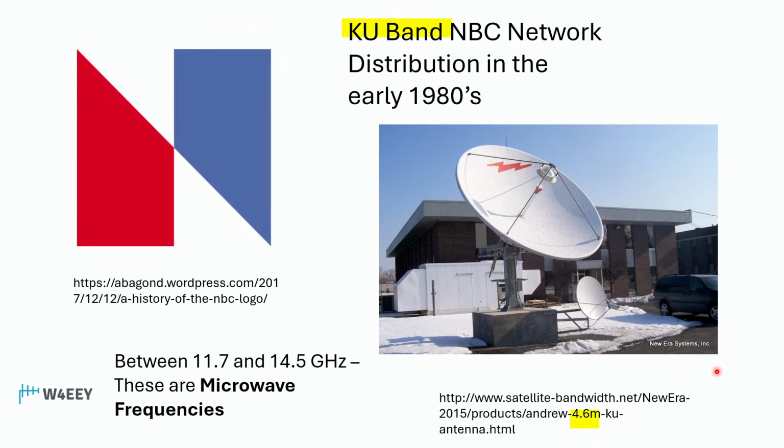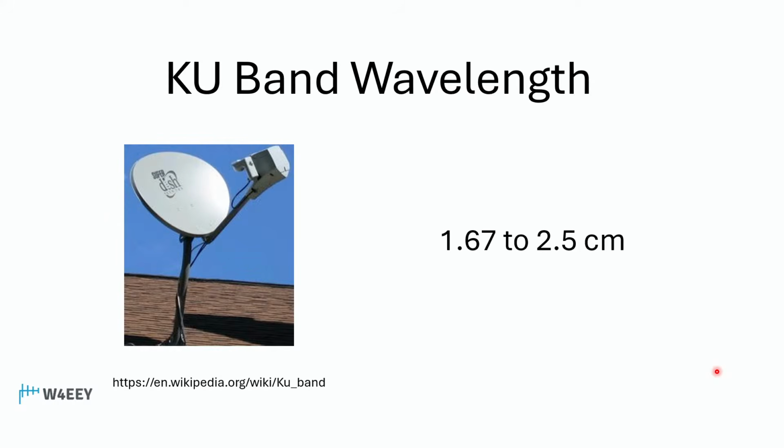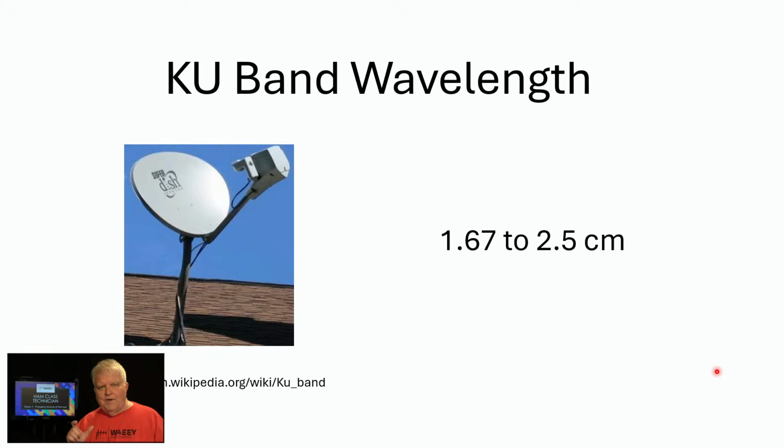So this is the typical size of a KU band antenna at an NBC TV station back in the 80s when I was working there. They were operating on microwave frequencies. KU band is microwave, between 11 and 14 gigahertz. And it has a very small wavelength, from 1.67 to 2.5 centimeters, whereas the C-band is much larger because it's a much lower frequency. And when you're innovating, you discover things.